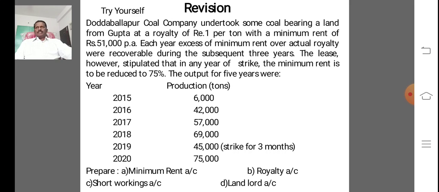The question is: prepare minimum rent account, royalty account, short workings account and landlord account.